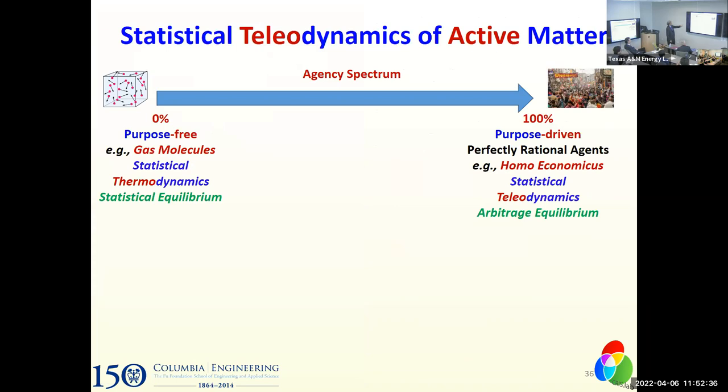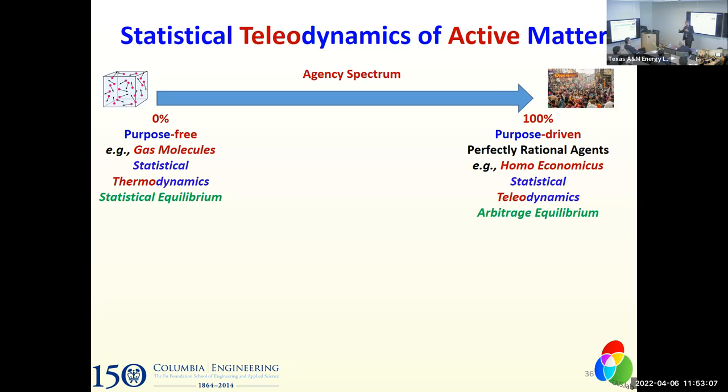So this is how I'm now viewing this entire space. At one end, we have purpose-free molecules and agents of that nature, and that is statistical thermodynamics, described by statistical equilibrium. The other extreme is your purpose-driven agents, the rational Homo economicus model, for example. This is where statistical teleodynamics is, and it turns out I showed that they reach a different equilibrium, what's called arbitrage equilibrium.